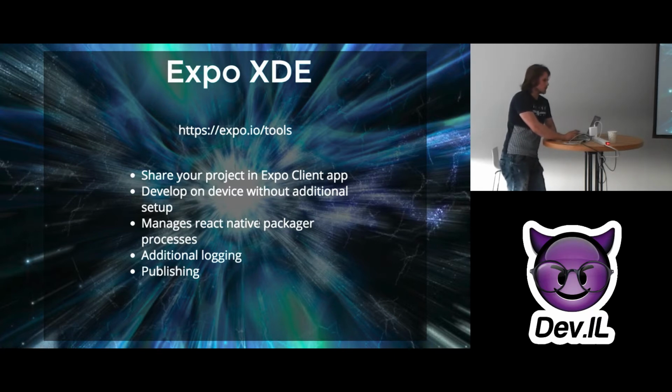You have additional logging, like I will show you in a bit, and then you have publishing. You can connect to Expo XDE with your Exponent account, and you can publish your app through Exponent, meaning your app will be live for users. It will be live through the Exponent ecosystem. It means you can use push notifications from Exponent. You can use several other things. Some of them cost money. Some of them don't cost money. So you need to decide.